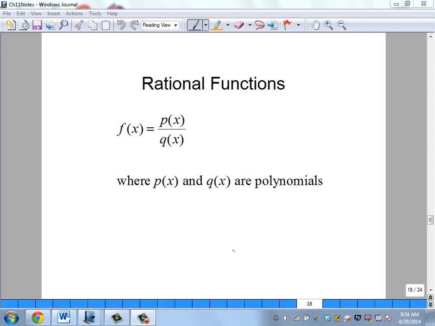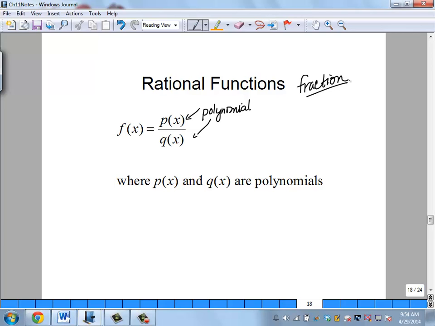Welcome to rational functions. What is a rational function? Well, a rational function is a polynomial divided by a polynomial. So you have a polynomial up here we'll call p of x, and I have a polynomial here which we'll call q of x. So I can tell if it's a rational function if it is a fraction. So basically you're looking at a fraction.